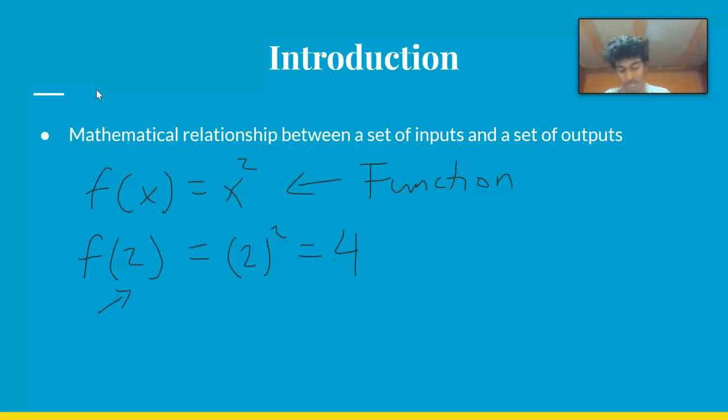And this 2 right here is our input, and our 4 is our output. So we have an input of 2, we put it into a function, this function f of x, and we get an output of 4. So this is how functions work.